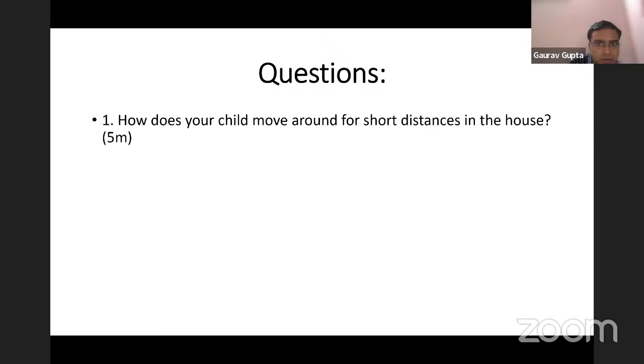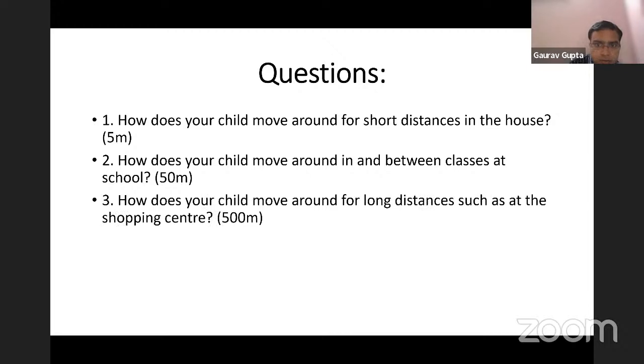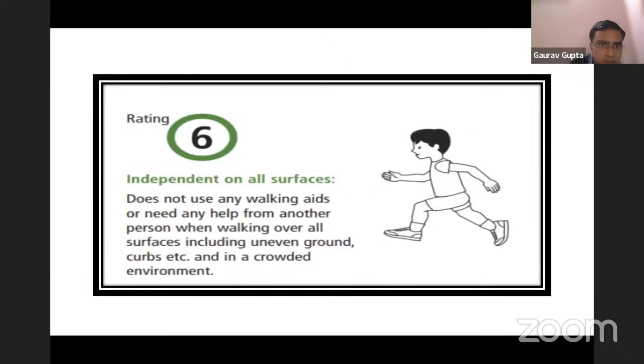How does your child move around for short distances in the house, to represent 5 meters of walk? How does your child move around in and between classes at school, to represent 50 meters? And how does your child move around for long distances, such as at the shopping center, to represent 500 meters walk? So this is graded into six grades. Grade 6 is equivalent to GMFCS 1, where the child is independent and can walk on all surfaces, does not use any walking aid or need any help from another person when walking over all surfaces, including uneven grounds, curbs, etc., and in a crowded environment.